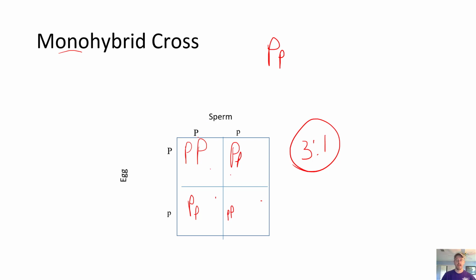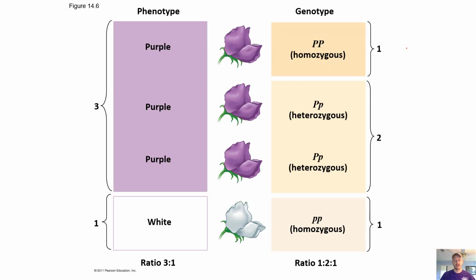Now, I could give you a different problem than this on a test, so don't always expect a 3-to-1 ratio. Like if I gave you a big P and a little p, and I told you to cross it with a big P and a big P, right? You'd have to do it and see what the ratio is yourself. But that's a monohybrid cross, and we've seen that over and over again. Once again, we get 3 purple to 1 white flower produced when we do this.